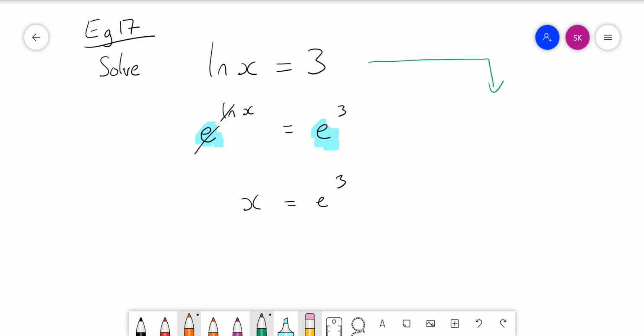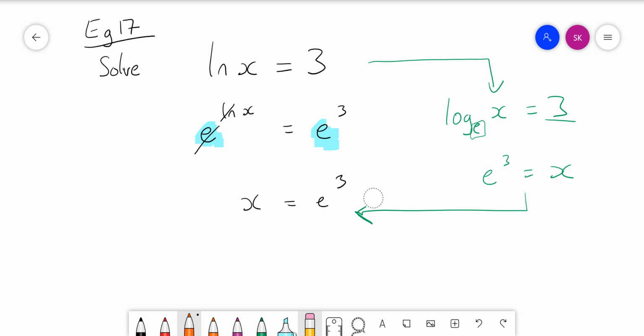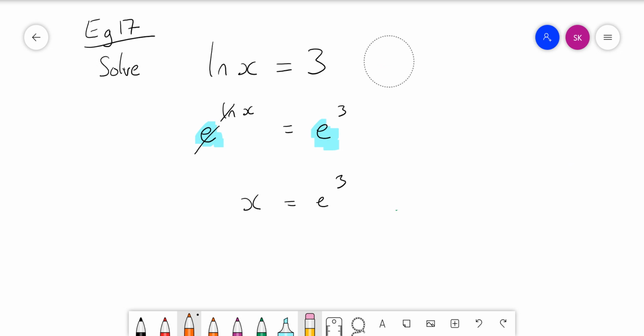Ln of x is the same as log with base e of x equal to 3. And if we have this situation, what it just means is the base is e, the power is 3, and it gives x. You can see that is the same as what we have here. But the quick way of doing all this is we just raise e to the power of both sides, which basically means write e as the base on both sides, and the e and the ln cancel each other out, and then we can solve the equation.